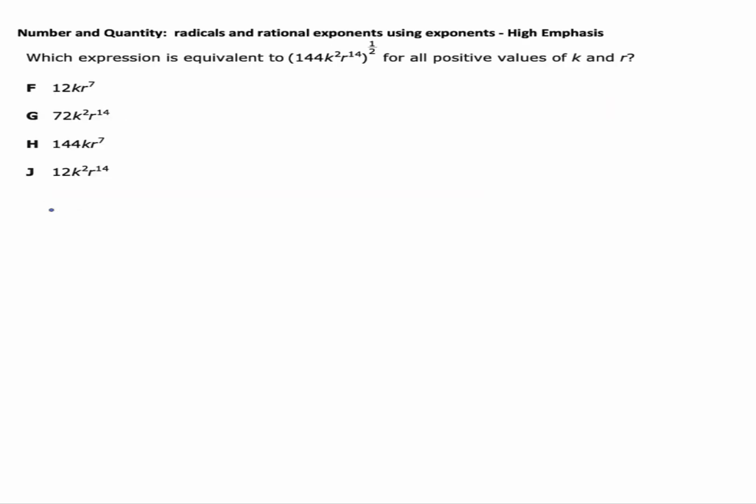Our second question is from number and quantity, and again we're looking at radicals and rational exponents, and you're going to be using the laws of exponents. This again is high emphasis on the task test. It says which expression is equivalent to 144 k squared r raised to the 14th, and then on the outside all of that is raised to the half power.